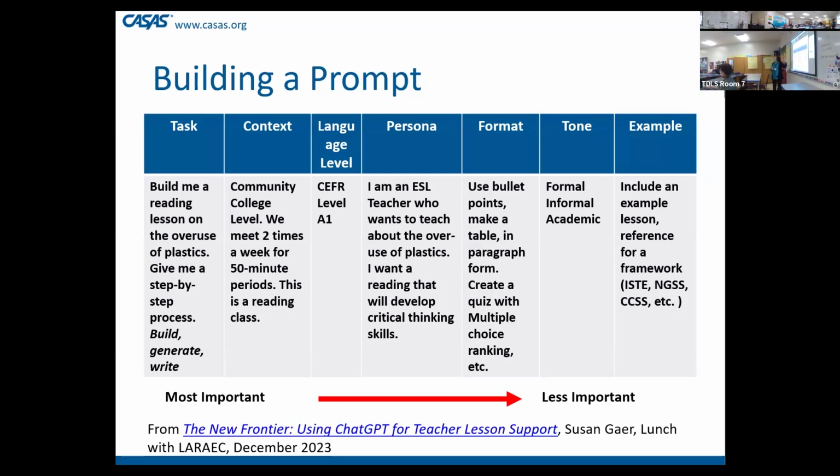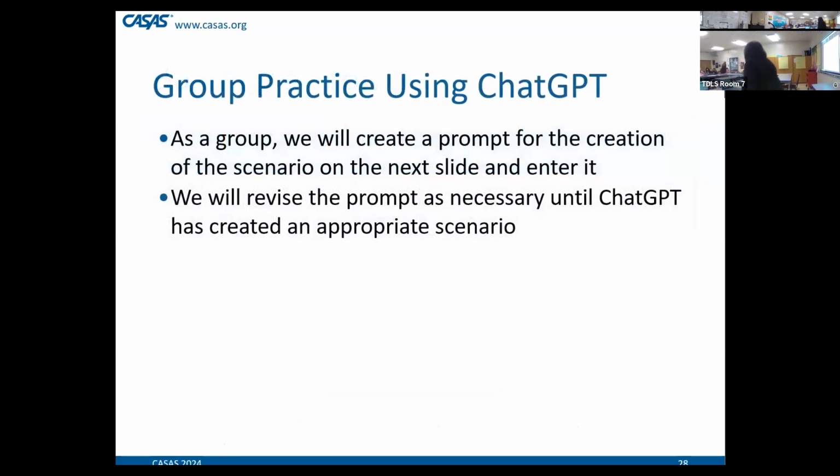So let's think about these as we do an example. We're gonna do the first one together, and then we're gonna put you in pairs or small groups to do one yourself. So, let us go to the next slide. I see that doesn't move. Yeah, there it is. Okay, it says, as a group, we will create a prompt for the creation of the scenario on the next slide and enter it. We'll revise the prompt as necessary until ChatGPT has created an appropriate scenario. So we're gonna do this together.